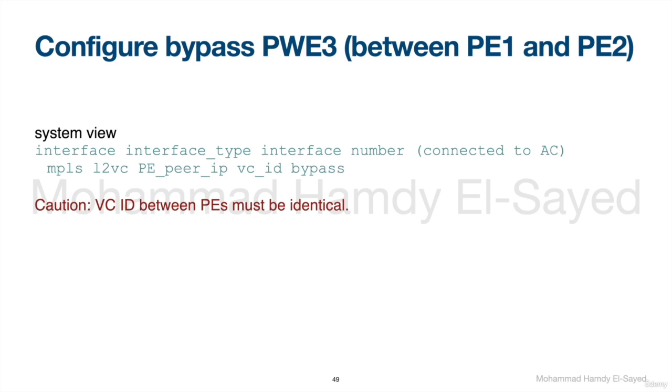We must configure bypass PWE3 between PE1 and PE2 in case the access service interface from PE1 going to the service node went down, but PE1 is still up. On PE1 and PE2, we must specify the interface from the service side to be configured with MPLS L2VC, the peer address of the PE, which is PE2 if we configured on PE1, and the VC ID, then bypass.